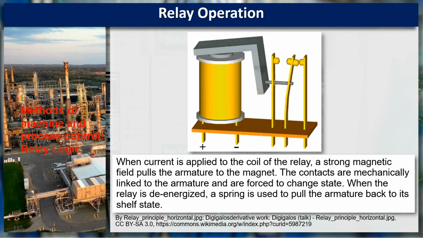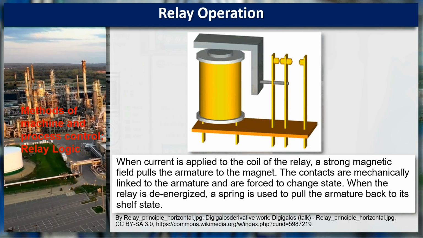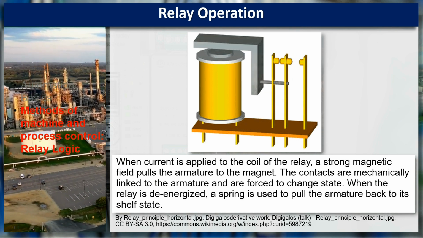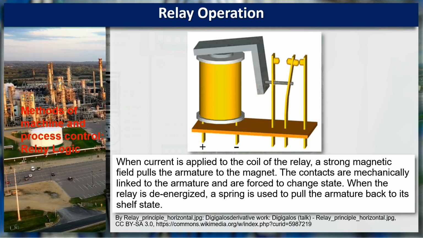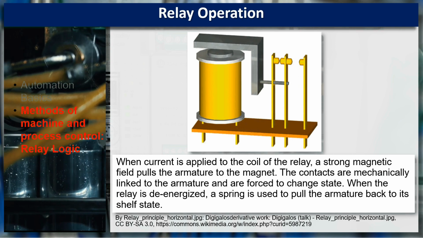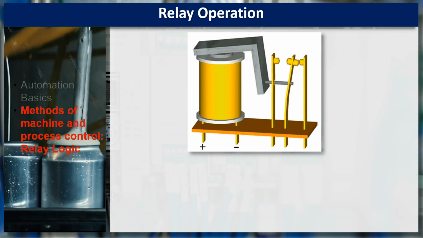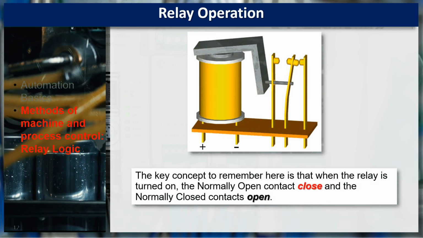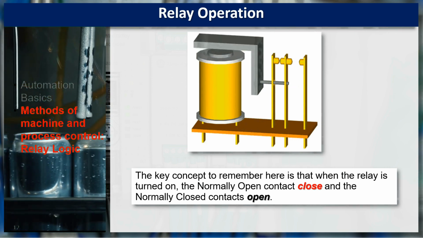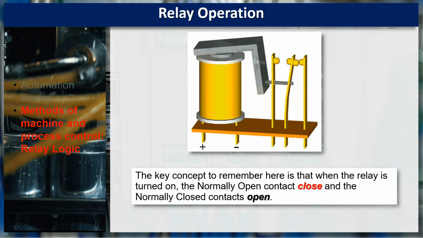When current is applied to the coil of the relay, a strong magnetic field pulls the armature to the magnet. The contacts are mechanically linked to the armature and are forced to change state. When the relay is de-energized, a spring is used to pull the armature back to its shelf state. The key concept to remember here is that when the relay is turned on, the normally open contacts close and the normally closed contacts open.